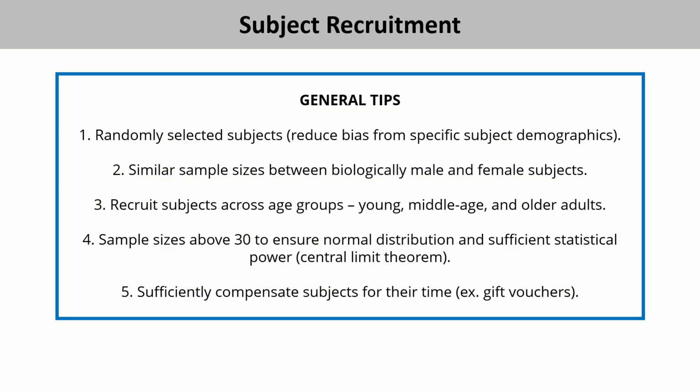Also, it's useful to recruit subjects across age groups, young, middle-aged, and older adults, but again, it depends on the experiment you are performing. Something I tell my students quite often is to ensure their sample sizes are above 30. So this ensures a normal distribution and keeps sufficient statistical power when you're running your stats analysis according to the central limit theorem. But in a practical sense, it's not always possible to get such a large number.